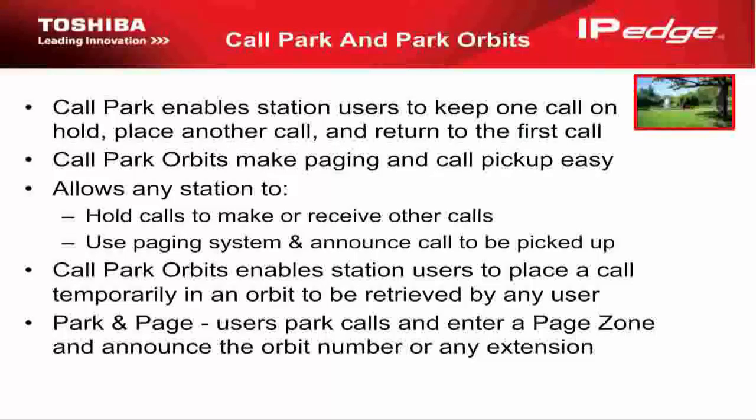Park and Page enables station users to park a call in a general or personal park orbit, enter a page zone or group access code, and then announce the orbit number of the waiting call to the paged party. A pre-programmed one-touch button can be assigned to telephones to automatically connect to a pre-designated external paging circuit, a telephone paging group, or both.